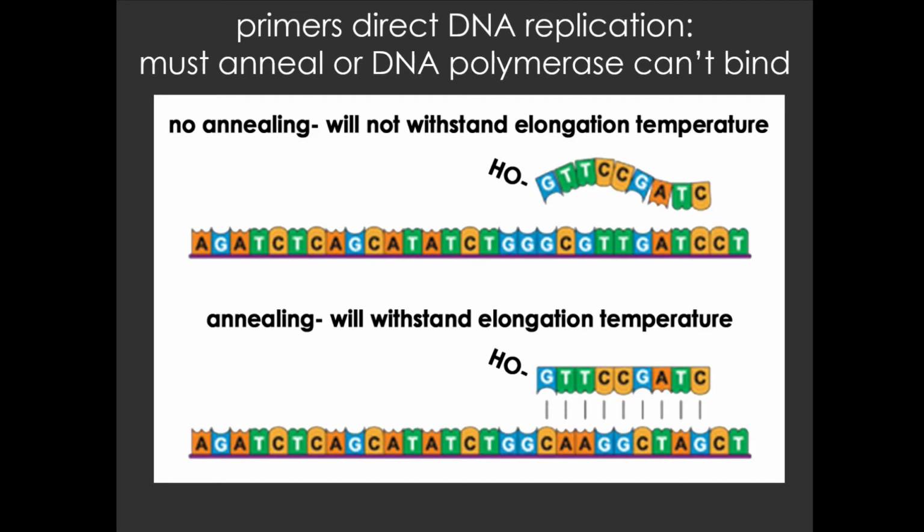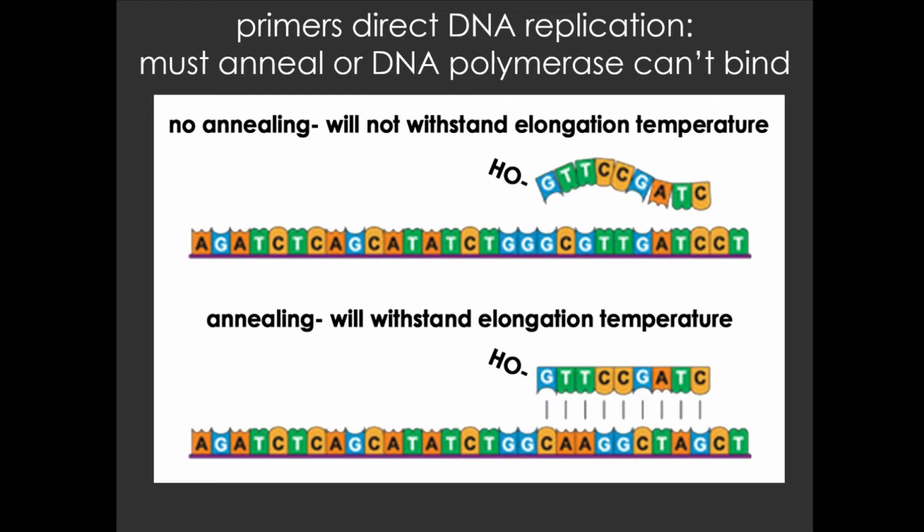So primers will allow you to direct the area of the chromosome that you're going to be replicating, because if they don't bind or anneal to the DNA, the 3' OH group will not be present, and the DNA polymerase, even if it's thermostable, will not be able to produce that complementary copy of that DNA strand.